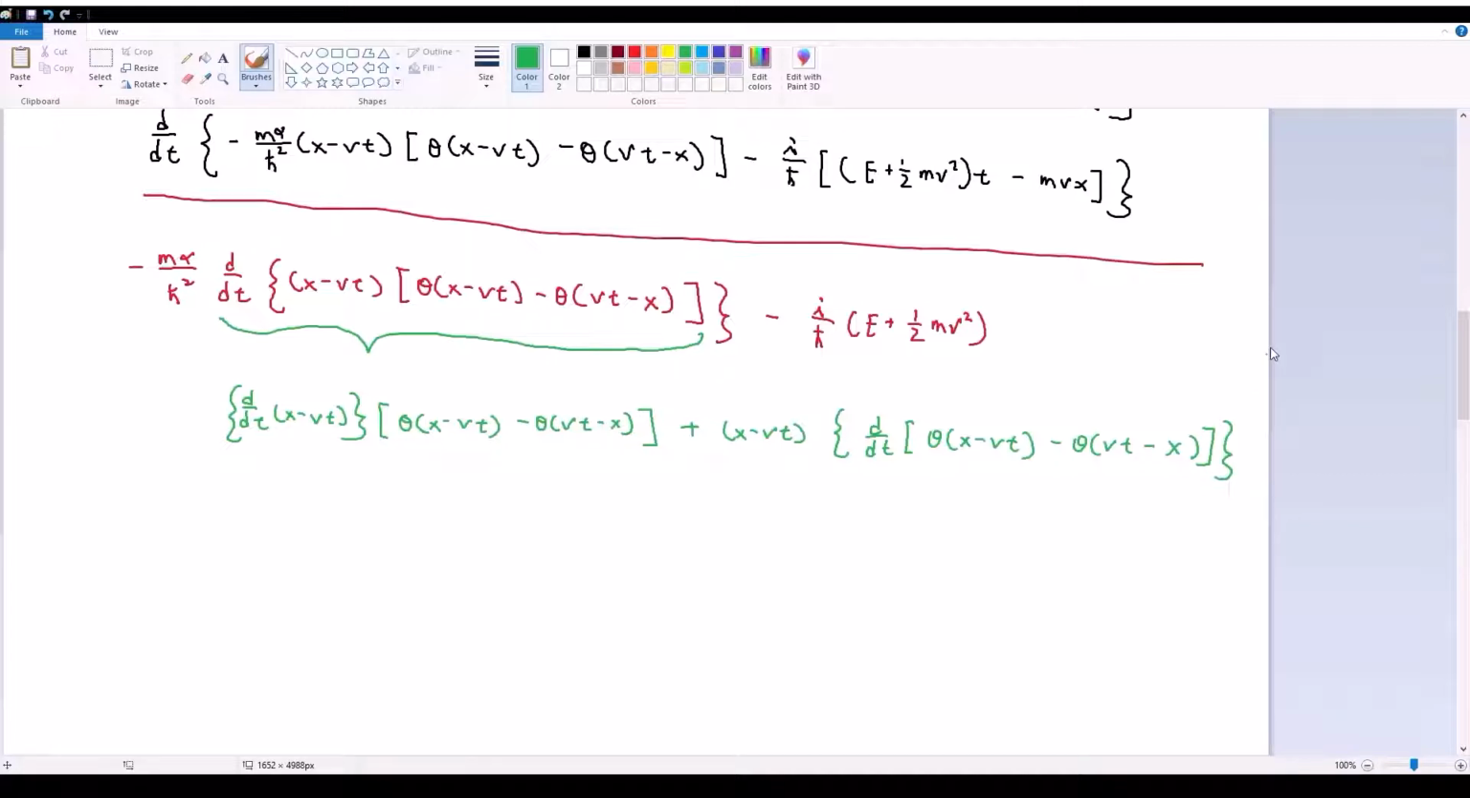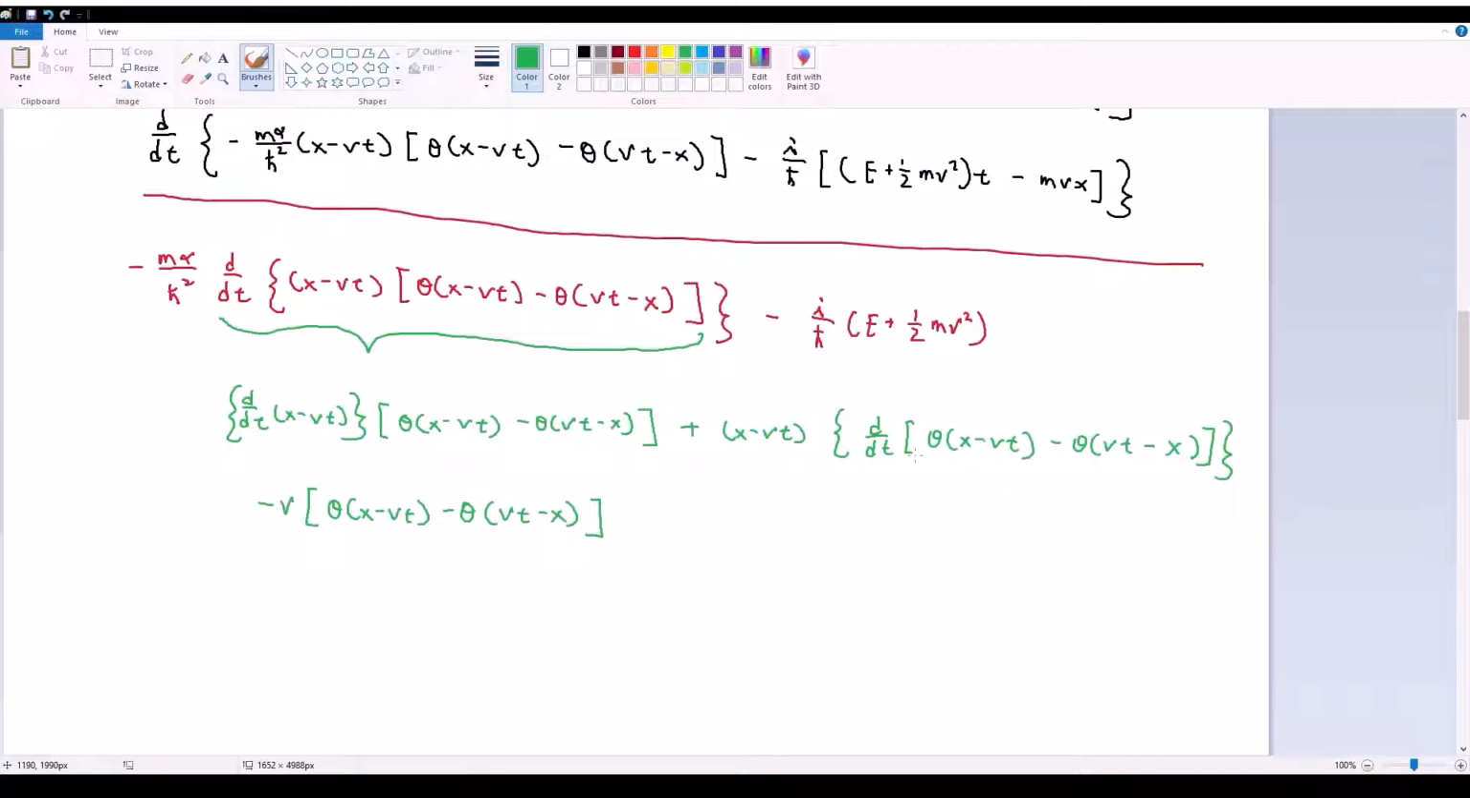And then at this point, if I want to calculate the derivatives of this front expression, it's just going to evaluate very simply. So the x goes to nothing, and over here we leave behind a negative v. So negative v times theta of x minus vt minus theta of vt minus x. And then over here we can apply chain rule once again to this expression.